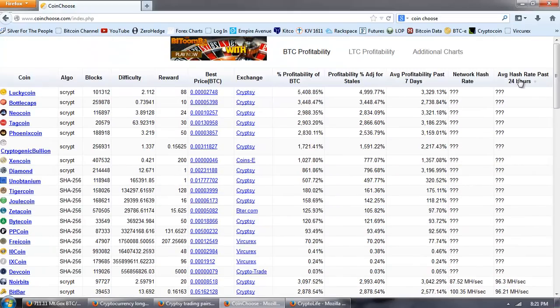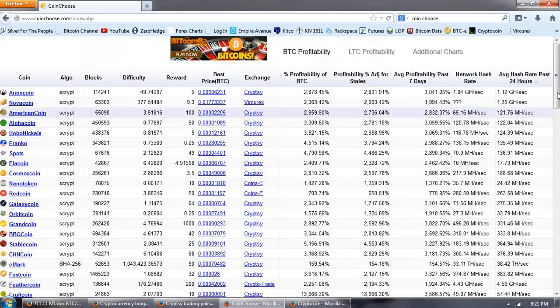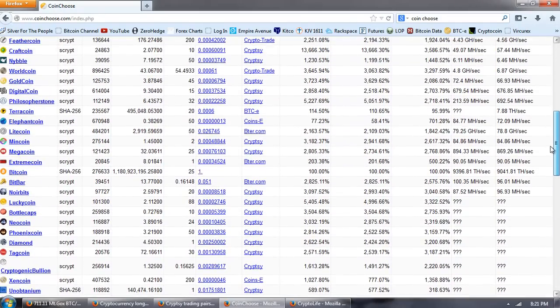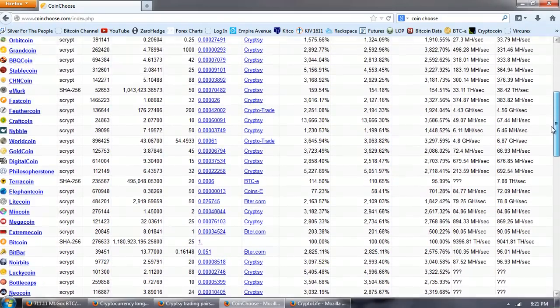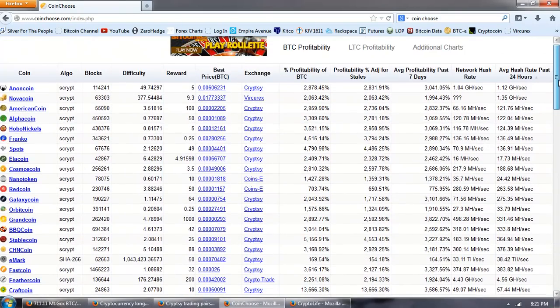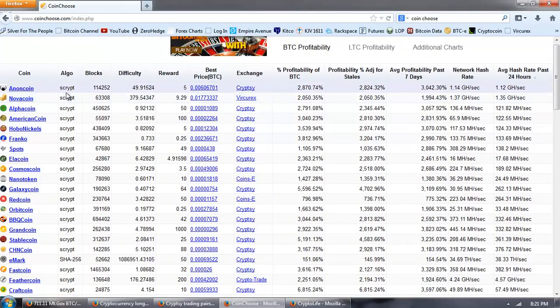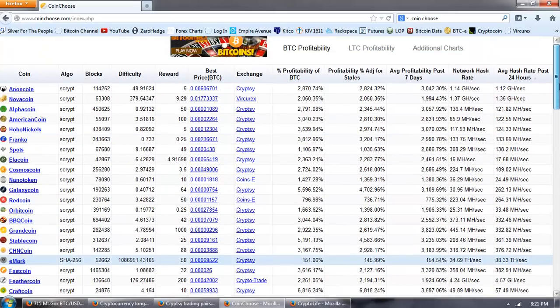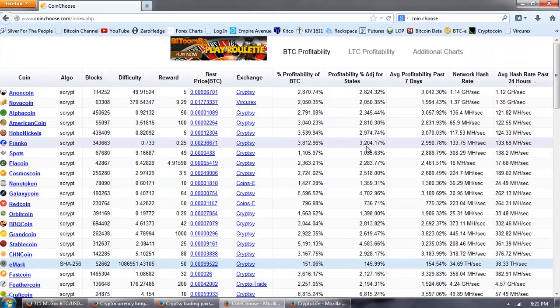Most of them come in at mega hashes, but the way this is interesting is that if you're looking at a coin, you can see how many miners are out there mining the coin. You also have to make the distinction between whether the coin is scrypt or whether the coin is SHA-256. Coins that are SHA-256 are going to show a much higher hash rate because that's just the nature of the way the coin is mined.